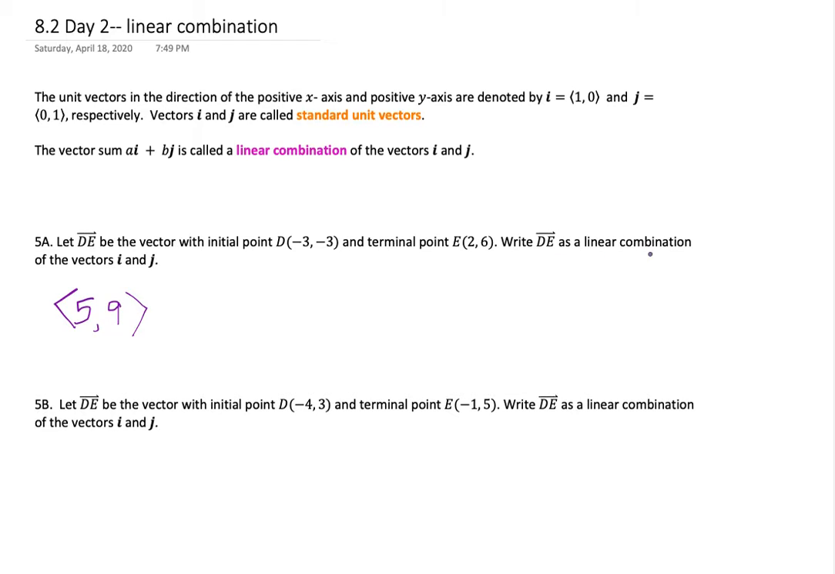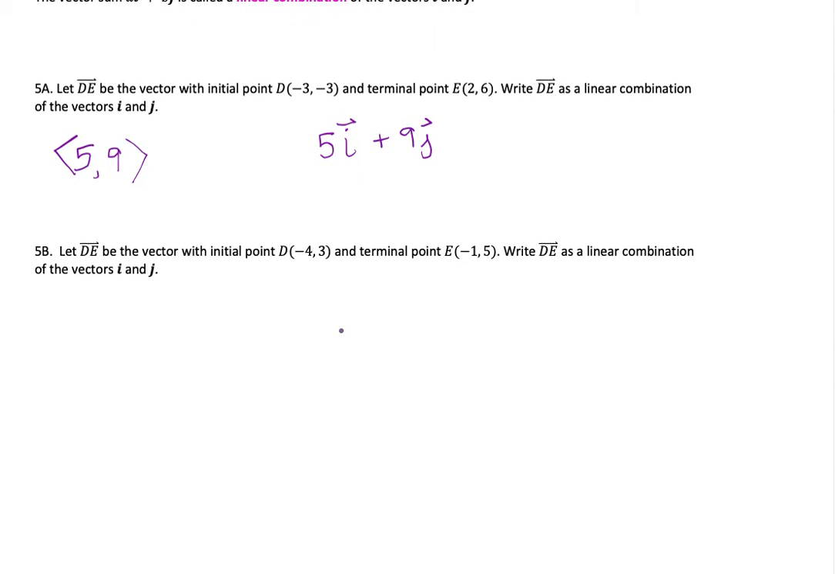And now I'm going to write it as a linear combination of the vectors i and j, and I will write it like this: 5 vector i plus 9 vector j. That's my answer. Ta-da! We'll do another one because it's so much fun. Let's do the component form: negative 1 minus a negative 4, so 3, and 5 minus 3 is 2.